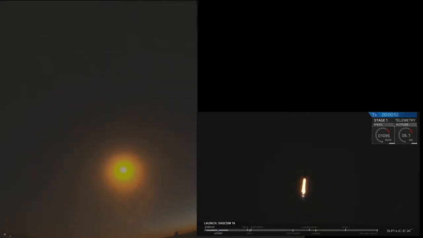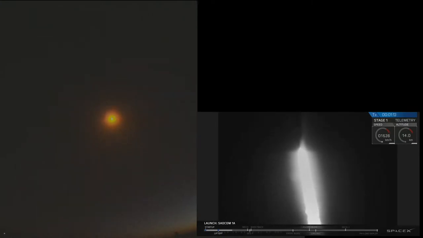You're looking at the Falcon 9 rocket as it ascends through the atmosphere, carrying the SOUCOM 1A satellite to low Earth orbit. Right now, the vehicle is passing through max Q, which is the point of maximum aerodynamic pressure on the airframe. The vehicle actually throttles itself down for this portion of the flight in order to reduce structural stresses.